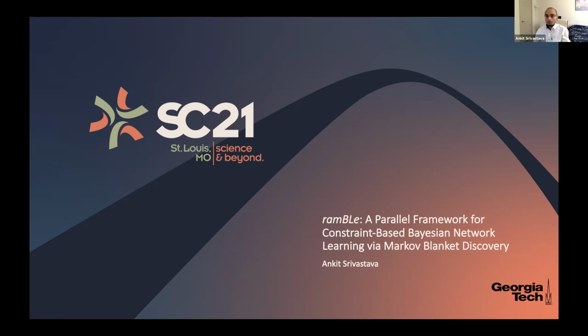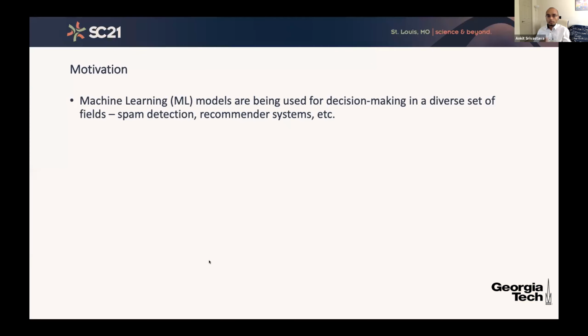I'm Ankit Srivastava, and I'm one of the authors of this SC20 paper named A Parallel Framework for Constraint-Based Bayesian Network Learning by Markov Blanket Discovery, that led to the development of this application, Ramble, that you'll be working with for this year's Reproducibility Challenge. So what motivated us to do this work?